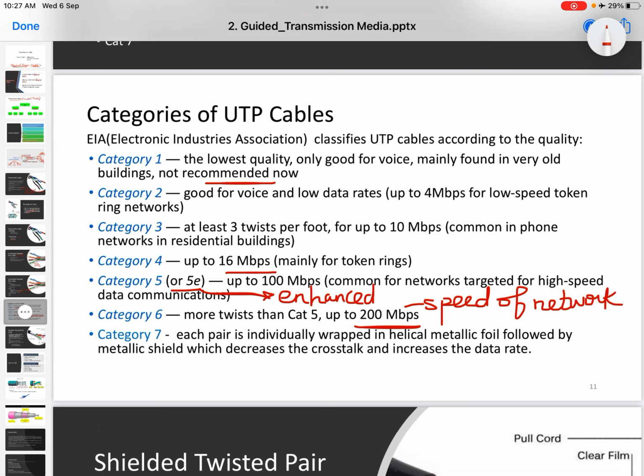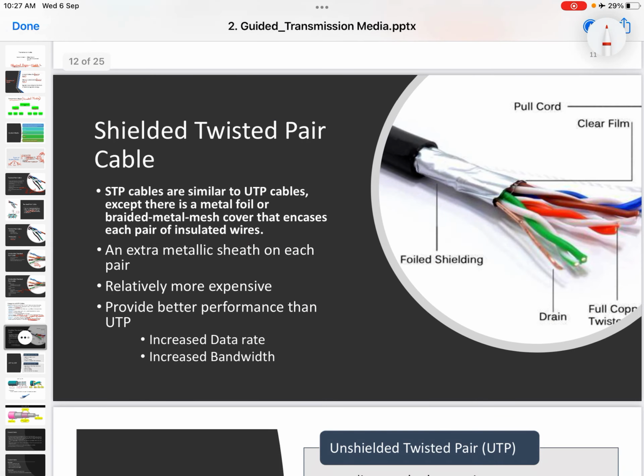Category 7, each pair is individually wrapped in a helical metallic foil followed by a metallic shield, which decreases the crosstalk and increases the data rate. So it decreases the crosstalk but increases the data rate.